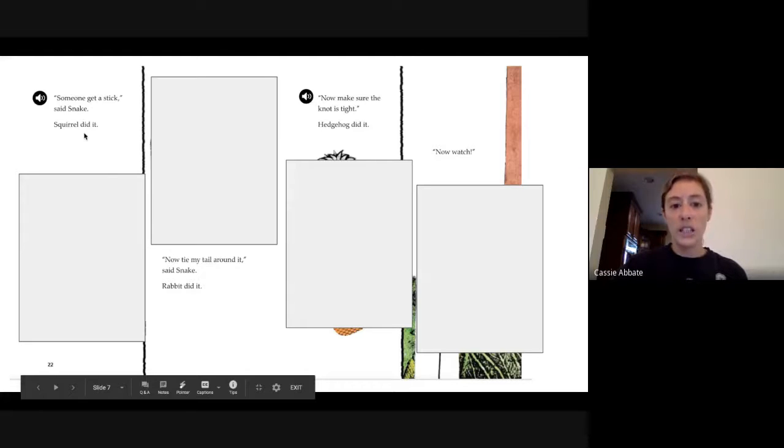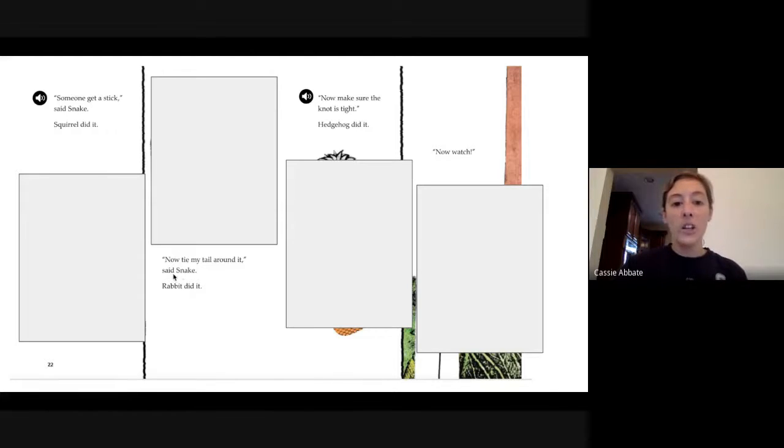Someone get a stick, said Snake. Squirrel did it. Now tie my tail around it, said Snake. Rabbit did it. Now make sure the knot is tight. Hedgehog did it. Now watch.